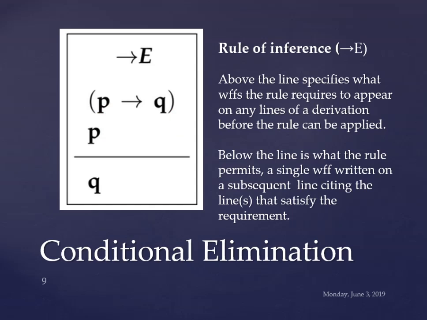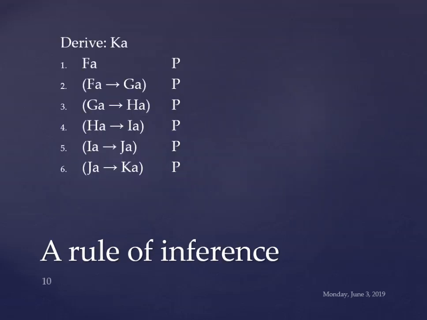All right, to get a handle on this, let's use this rule. Here's our problem. We want to derive Ka. Notice that I have Fa by itself, and I also have an Fa arrow Ga. If I get Ga, I can get Ha. If I get Ha by itself, I can get Ia. If I have Ia by itself, I can get Ja. And if I have Ja by itself, I get Ka.